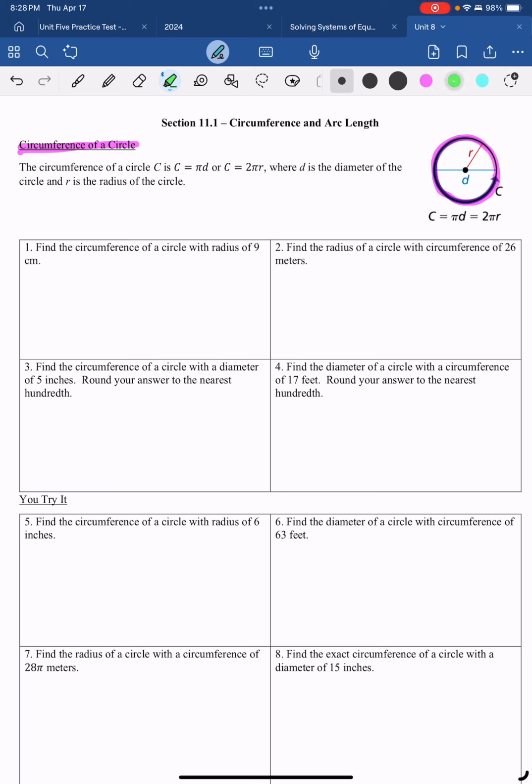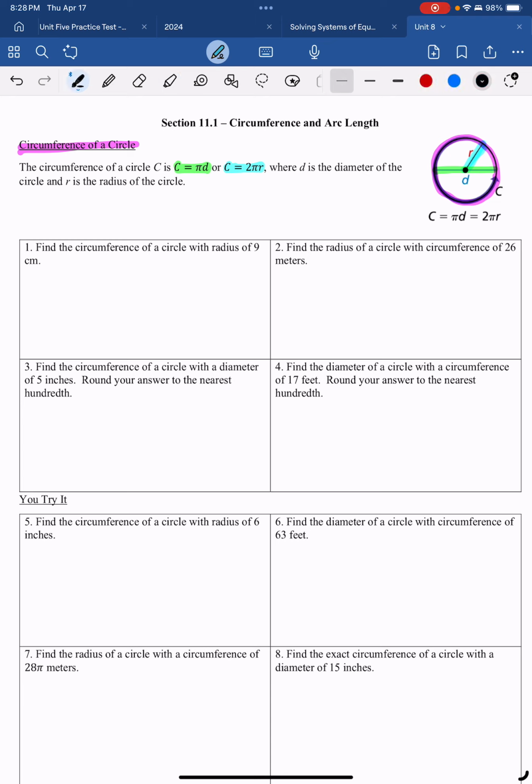There's two ways to calculate circumference of a circle. We can work on pi times diameter. Diameter is the distance all the way across the circle through the center. Or we can calculate circumference using 2 pi r. So 2 times pi times the radius. Here's the radius, the distance from the center of the circle to the outside. So we will first work on calculating circumference problems in 4 ways.